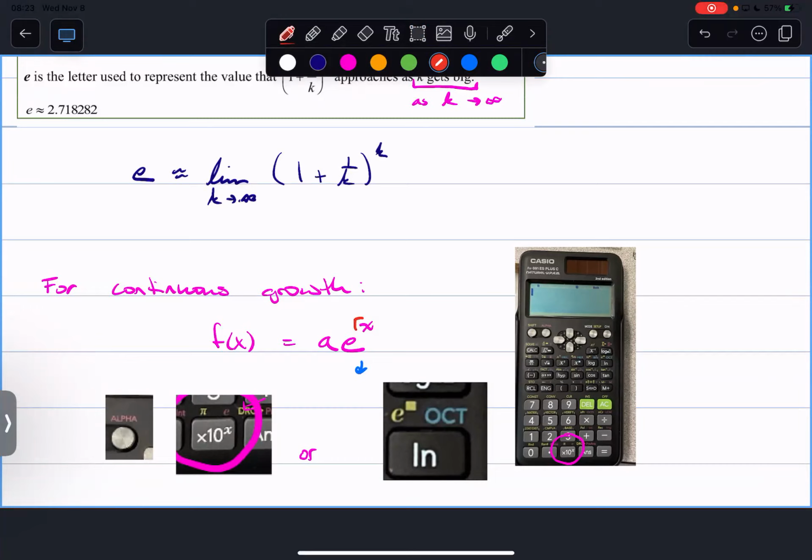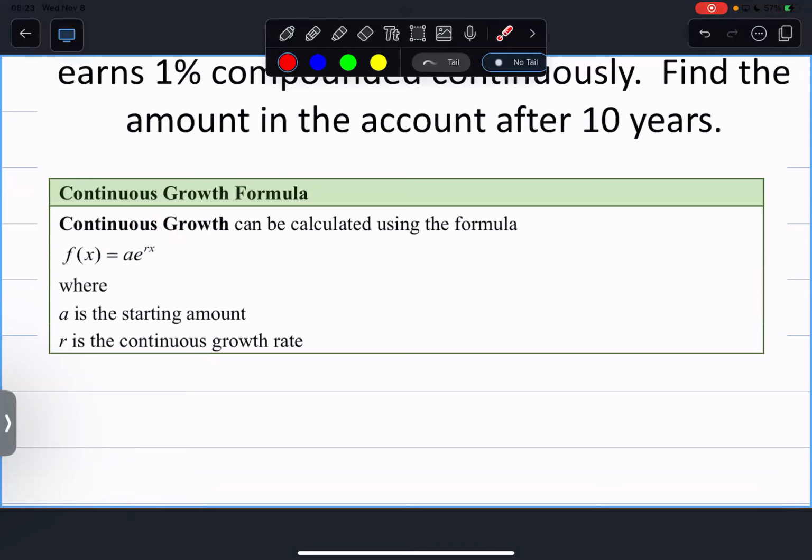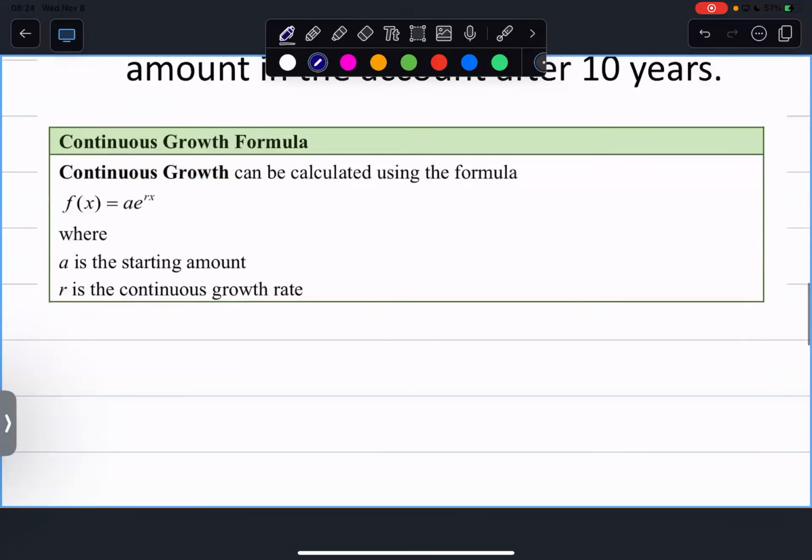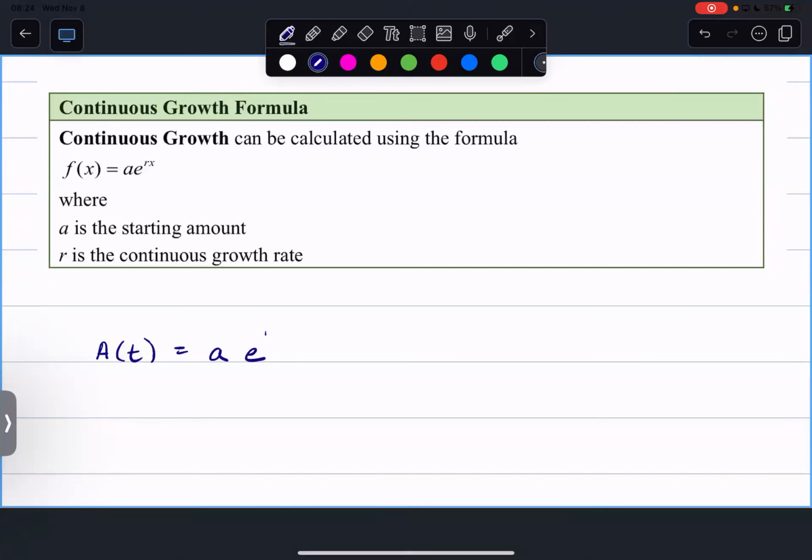So if we have continuous growth, then you're going to use this as your base formula. So A times E to the power of R times X. And so if we have $1,000, which is our initial amount, the rate is 0.01, so 1%. We want to find the amount in the account. Let's just write out A of T is A times E to the R times T. The variable is T, not X. That's the same thing though.